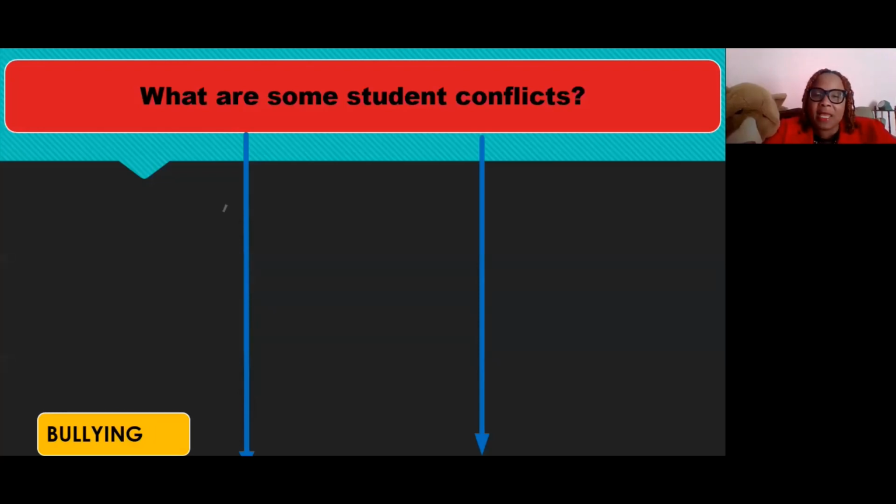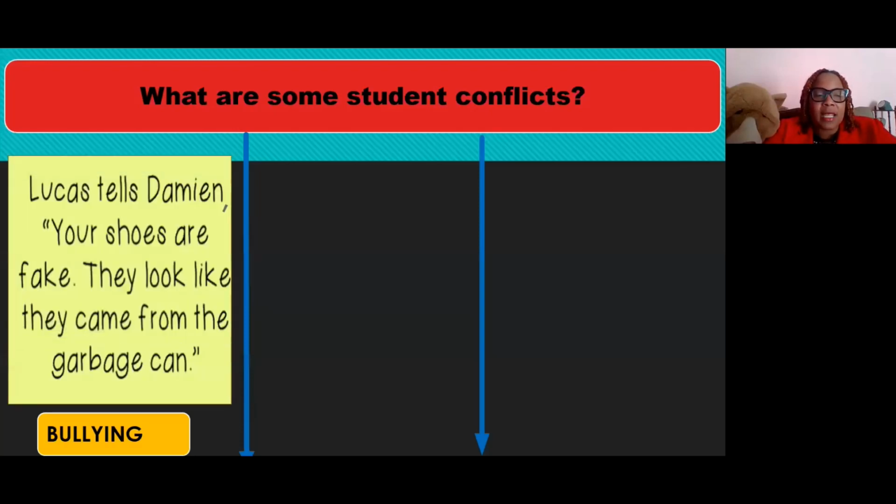And it's amazing that you said the same thing. And this is an example of bullying. Lucas tells Damien, your shoes are fake. They look like they came from the garbage can. Now, isn't that terrible? That's totally an example of bullying. Okay, so that's an example of a conflict that a child may have in real life.